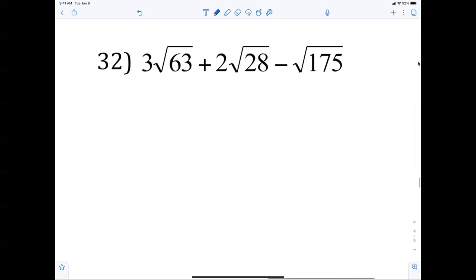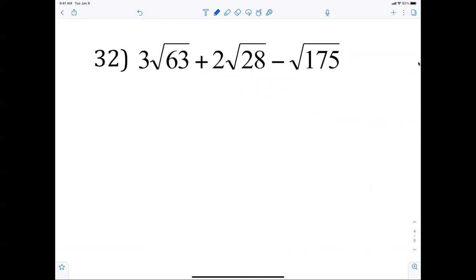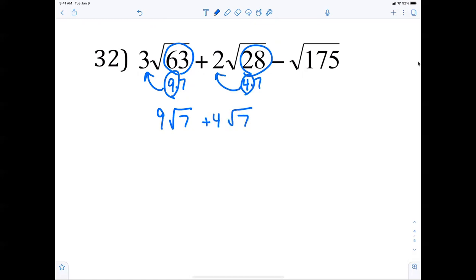Let's check out 32. It seems a little bit longer, but it's not. The square root of 63 has what in there? 9 times 7. So the 9 comes out as a 3, and it becomes 3 radical 7. Here I have radical 28. That's 4 times 7, the square root of 4 is 2, so plus 2 radical 7.